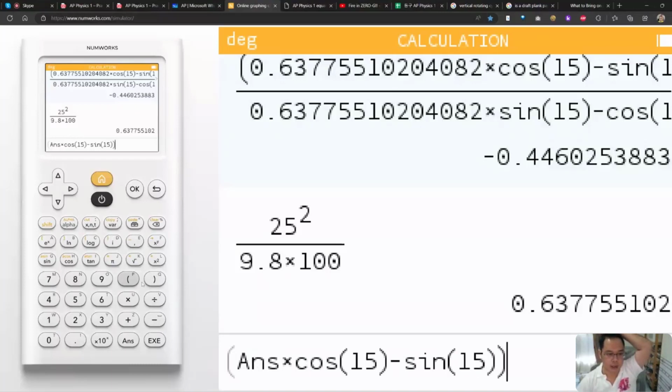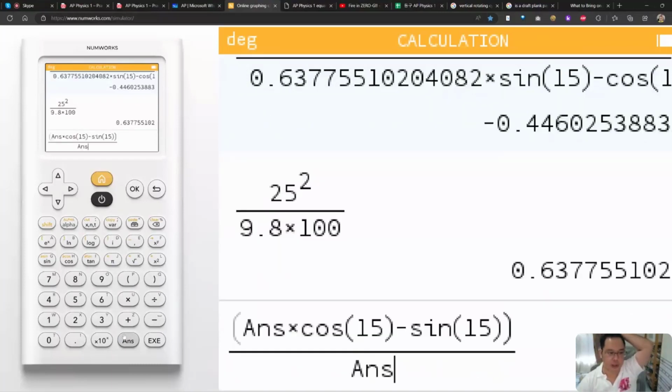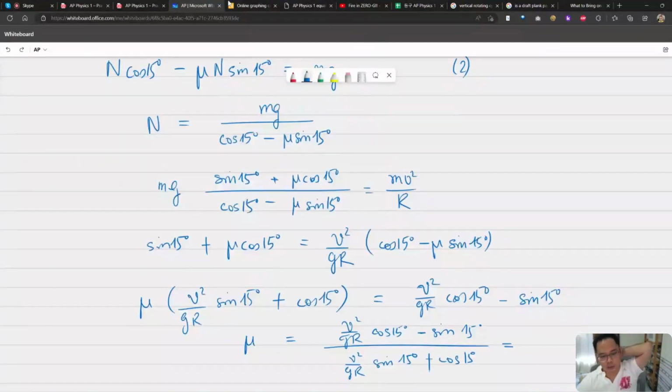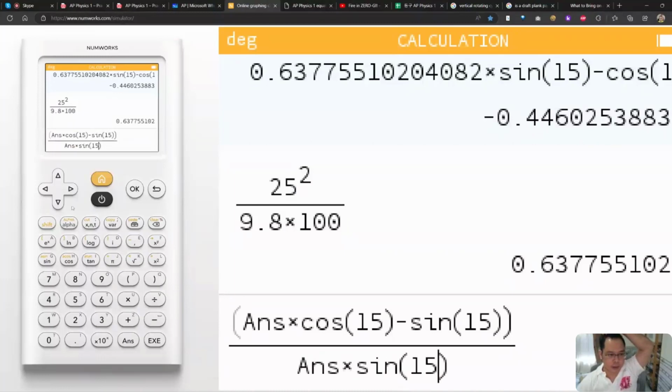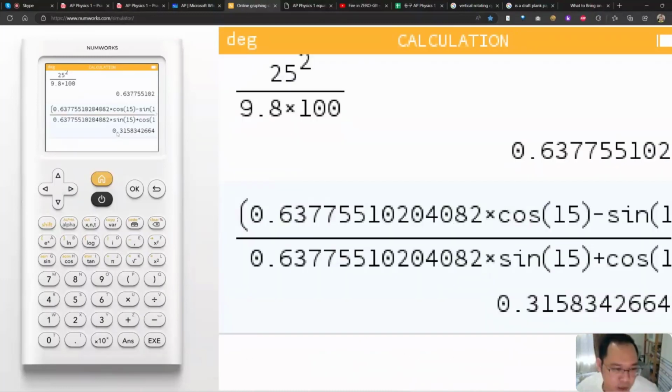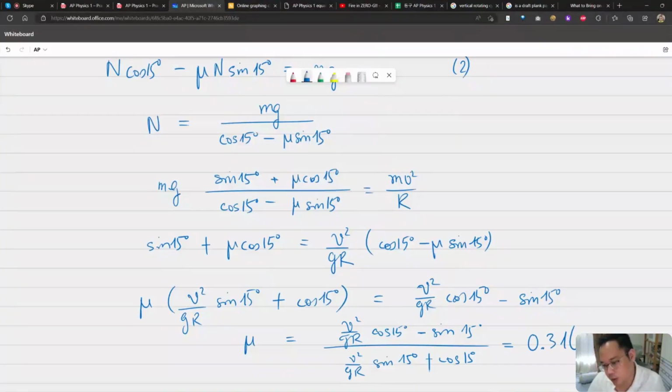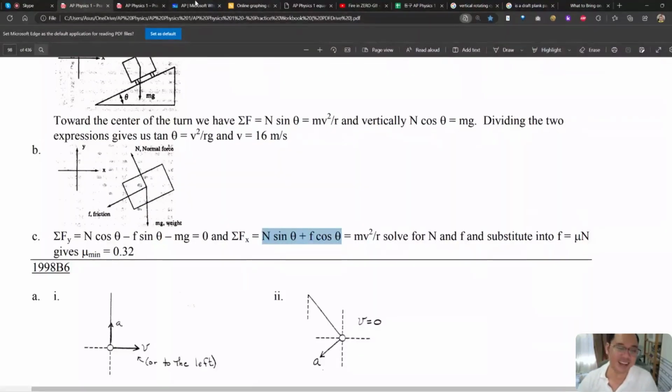Another bracket. And then divide that answer, multiply with sine 15 and then add it with cosine 15. We get 0.316, approximately 0.32. Yes, now it is the answer.